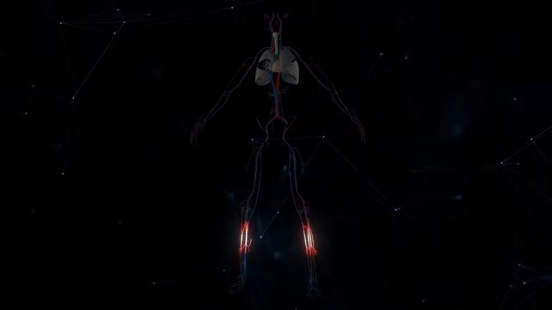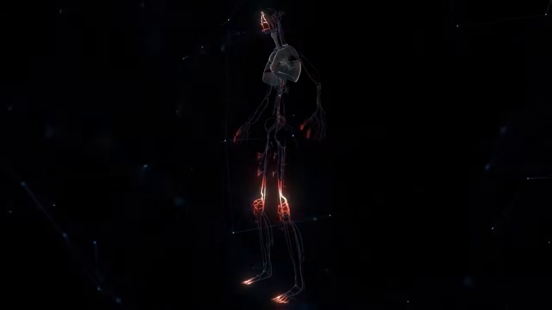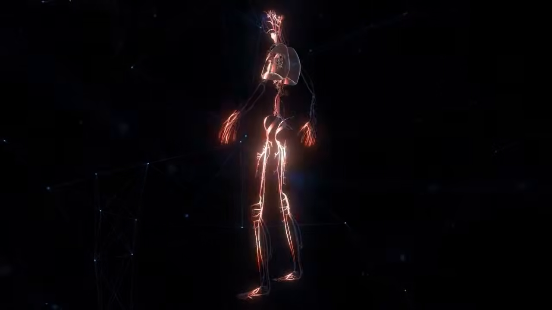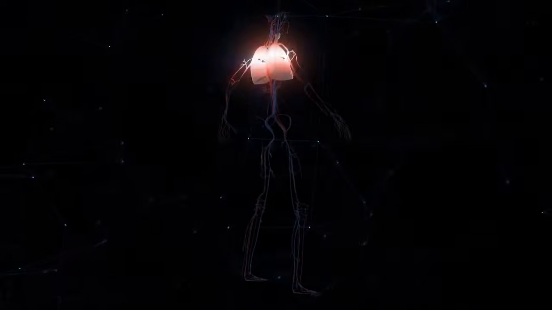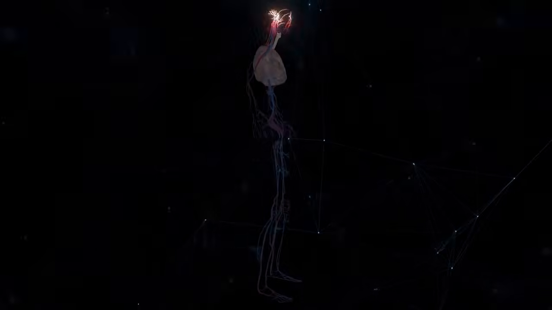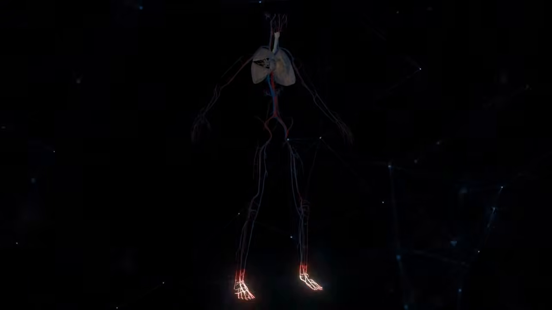The lymphatic system plays a vital role in the body's immune system and helps to protect the body against infection and disease. It also helps to maintain fluid balance in the body by returning excess fluid from the tissues back into the bloodstream.